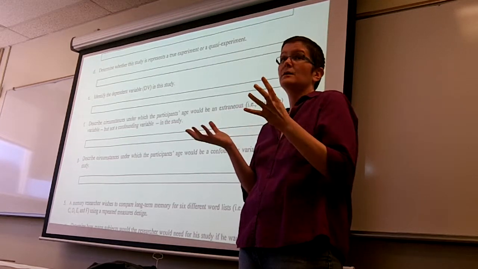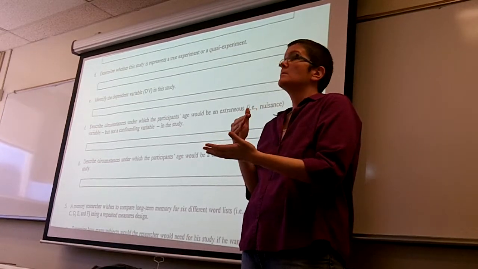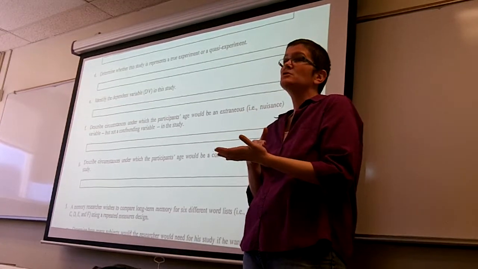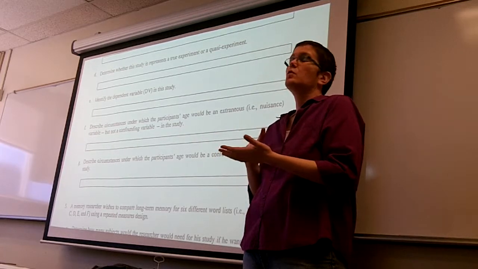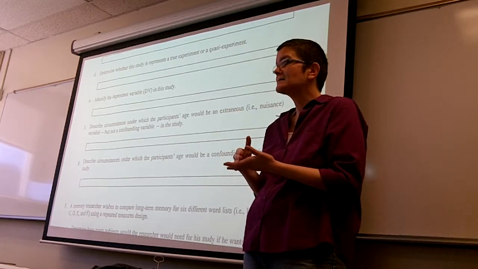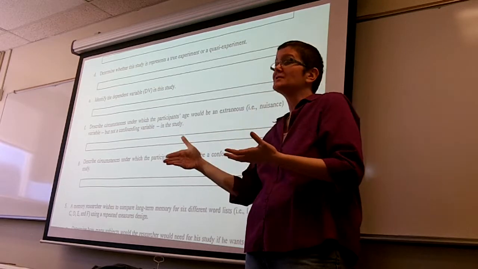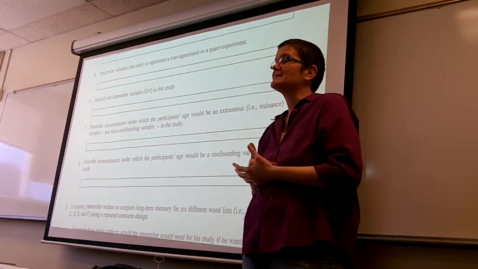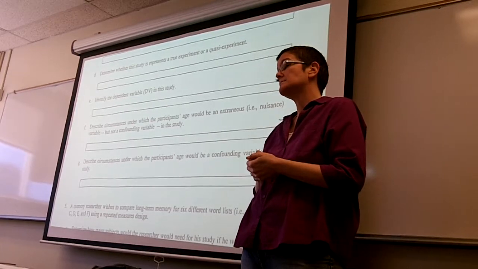Okay, so if I were comparing patients who were between 18 and 28 to patients who were between 29 and 38 to patients who were between 39 and 48, that would be a subject variable because their age is something they come in with. I can't randomly assign you to how old you are. That would be a quasi-experimental comparison. Does that make sense?